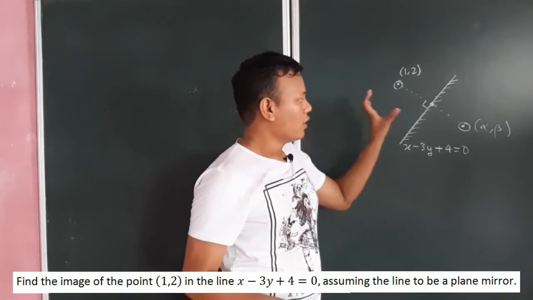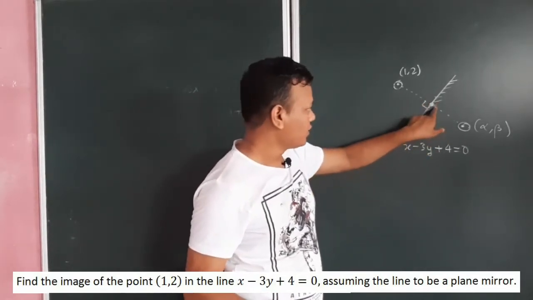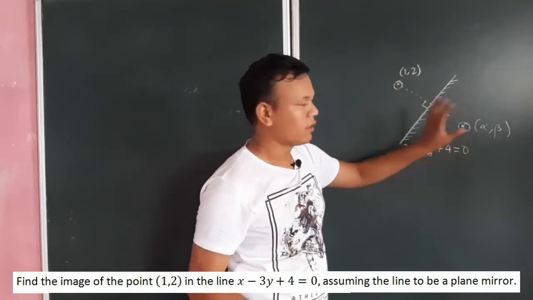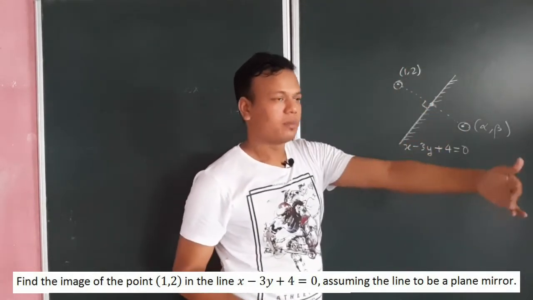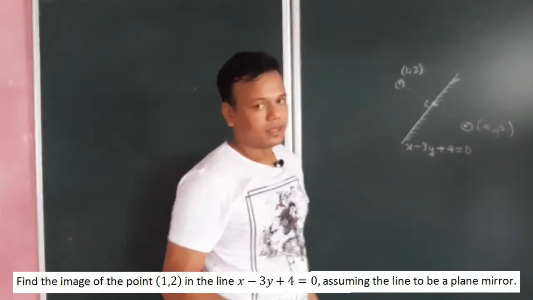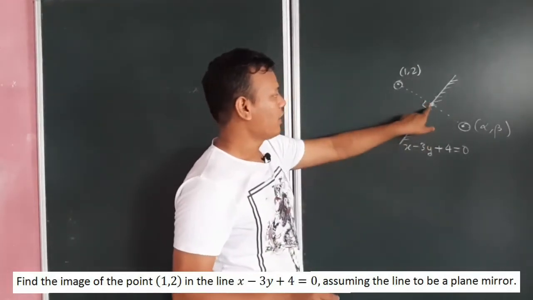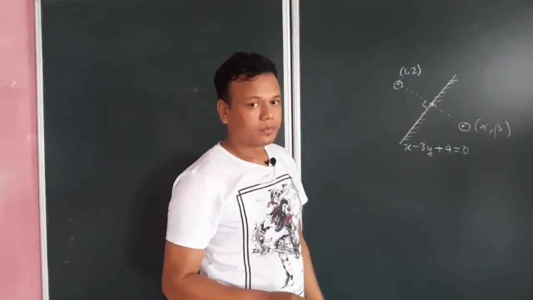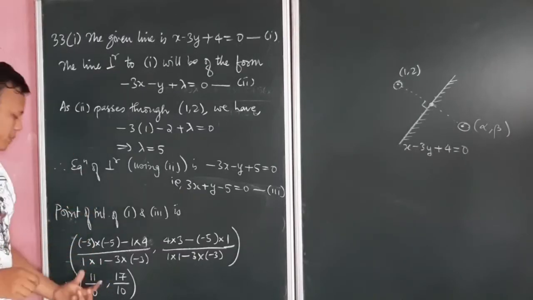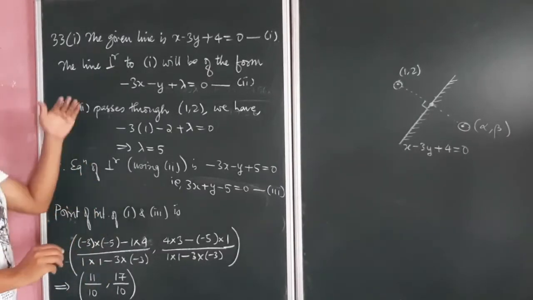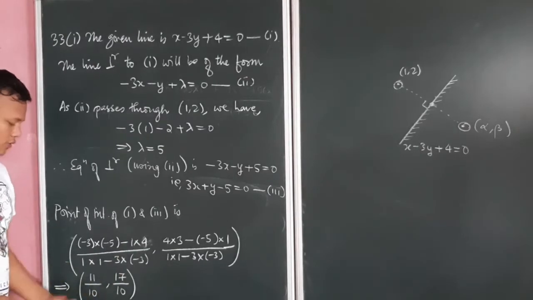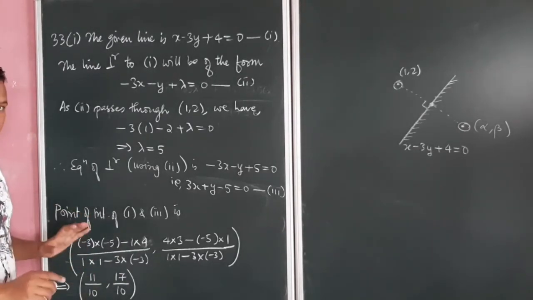It will be obvious that this foot of the perpendicular lies exactly at the midpoint of 1, 2 and alpha, beta. So using the midpoint concept, we are going to find the values of alpha and beta. Before that, we'll quickly find the coordinate of the foot of this perpendicular. Nothing is new, everything is the same. The foot of the perpendicular turns out to be 11 by 10, 17 by 10. You may pause the video to note down if you haven't.